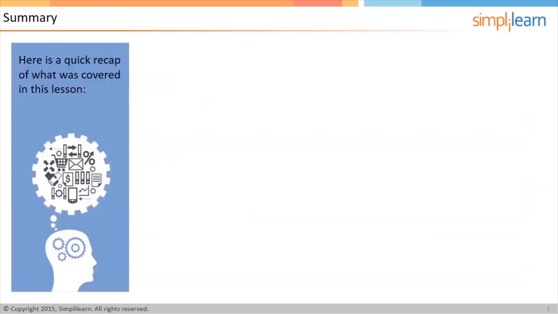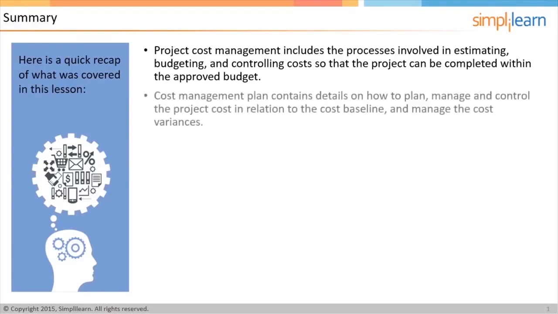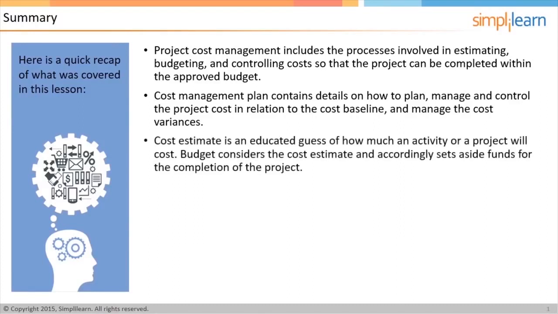Here is a quick recap of what was covered in this lesson. Project cost management includes the processes involved in estimating, budgeting, and controlling costs so that the project can be completed within the approved budget. Cost management plan contains details on how to plan, manage, and control the project cost in relation to the cost baseline and manage the cost variances. Cost estimate is an educated guess of how much an activity or project will cost. Budget considers the cost estimate and accordingly sets aside funds for the completion of the project.